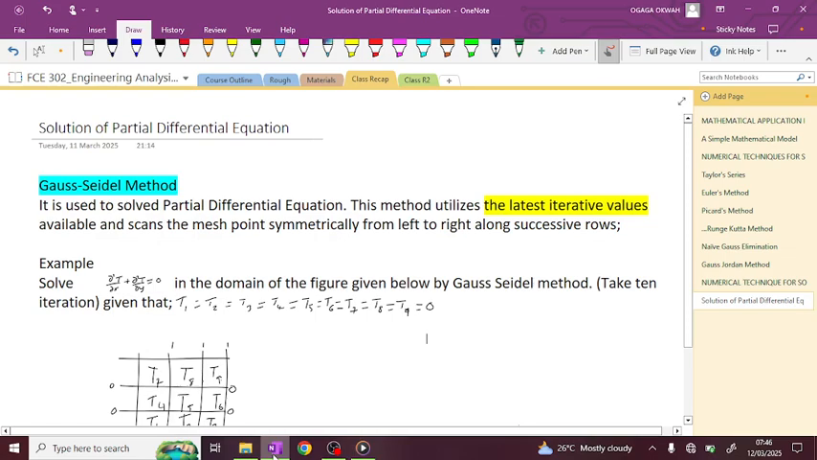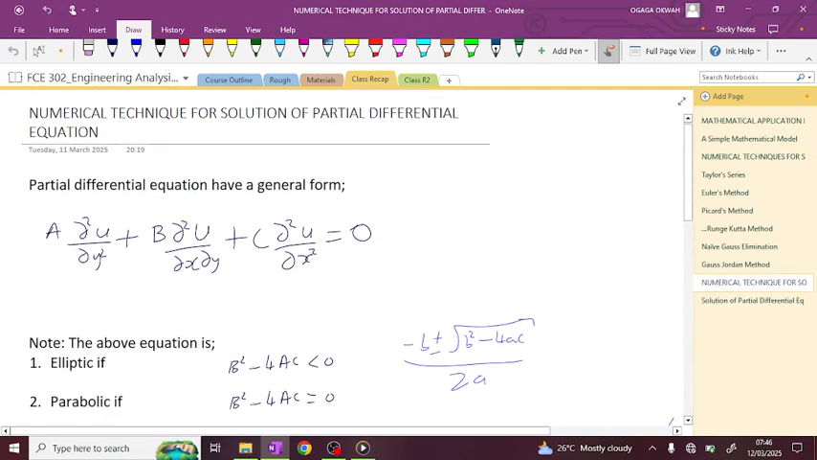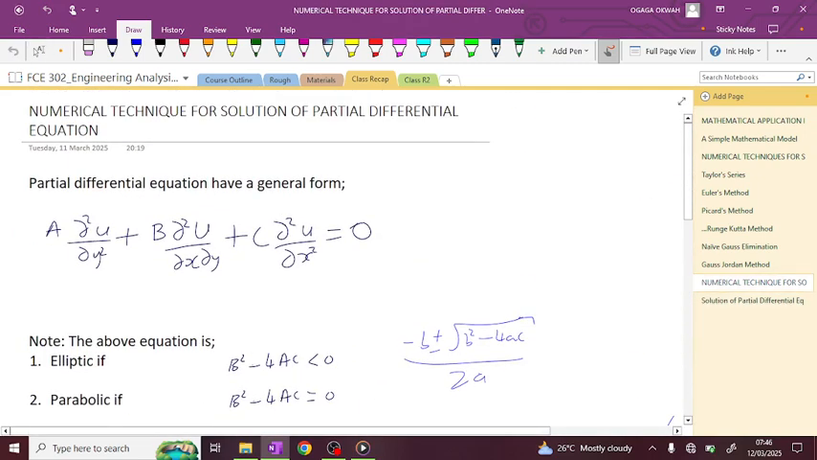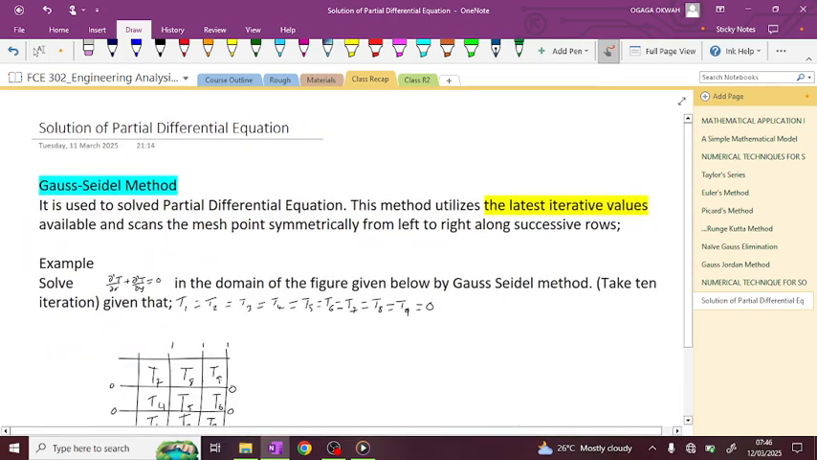So in this video we're talking about Gauss-Seidel's method in solving partial differential equations. Of course, the last one we talked about the numerical techniques for solving partial differential equations. Gauss-Seidel's method is one of them. Now the idea of this method is to utilize the latest iterative values. This is something you have to bear in mind.